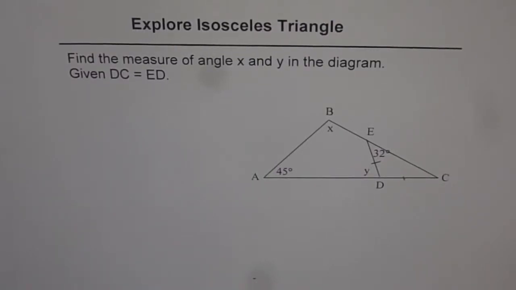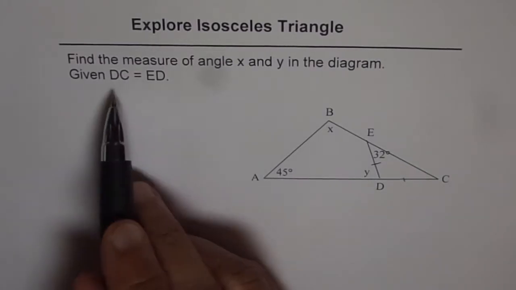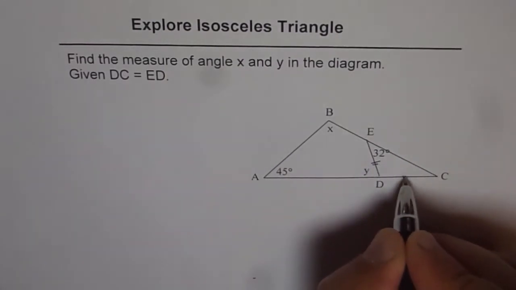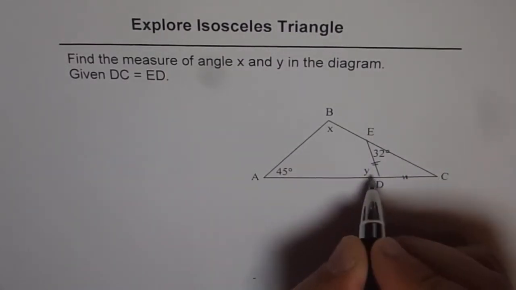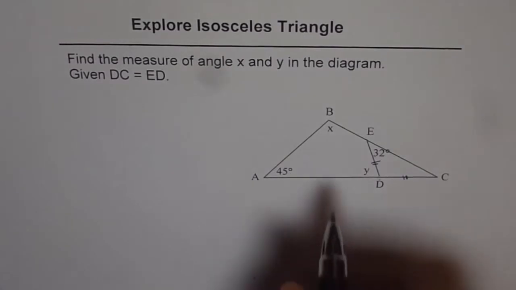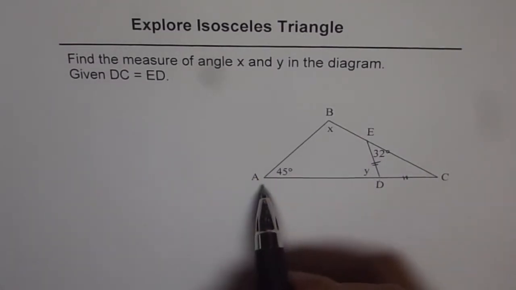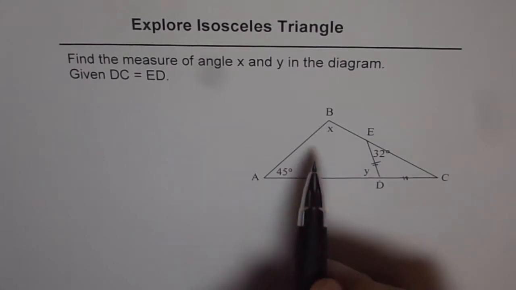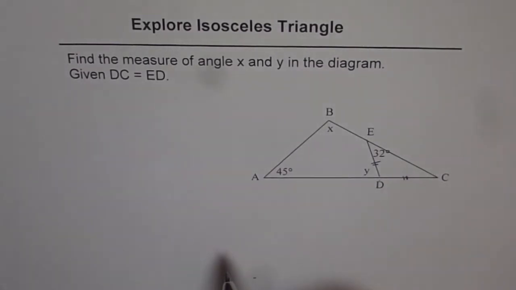Explore isosceles triangle. Find the measure of angle x and y in the diagram. Given DC equals ED, that means we are given these two sides as equal, DC and ED, right? Now in this triangle, we are given a few angles. Angle A is 45, angle E is 32 degrees. We need to find x and y.